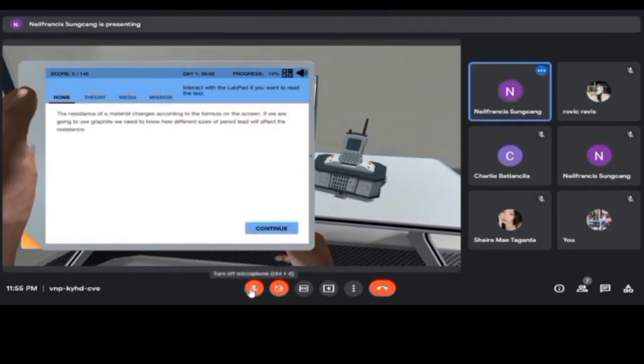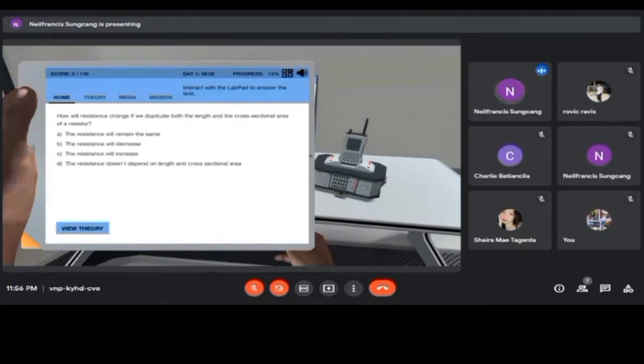The resistance of a material changes according to the formula on the screen. If we are going to use graphite, we need to know how different sizes of pencil lead will affect the resistance. How will resistance change if we duplicate both the length and the cross-sectional area of a resistor?